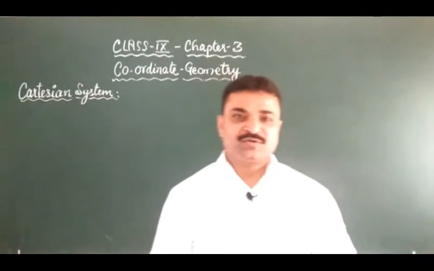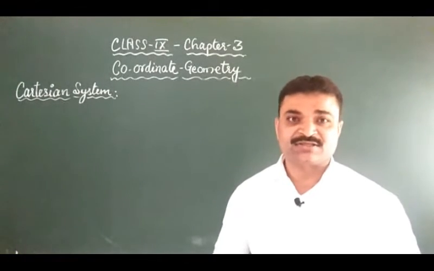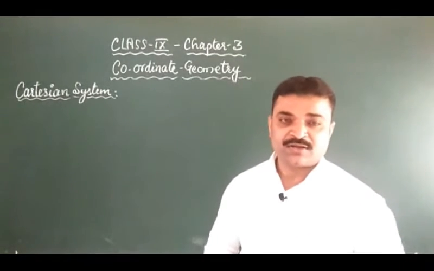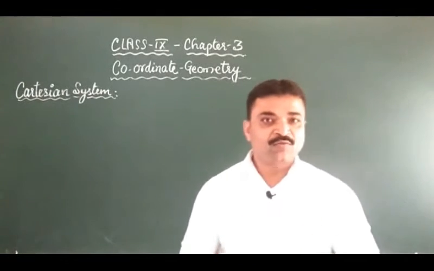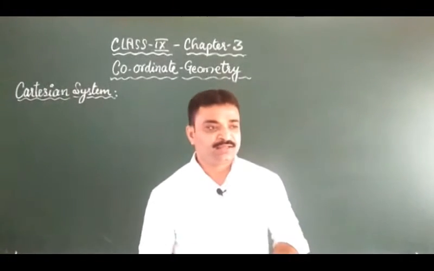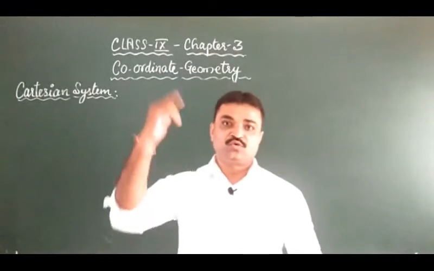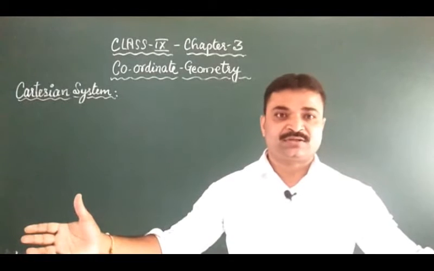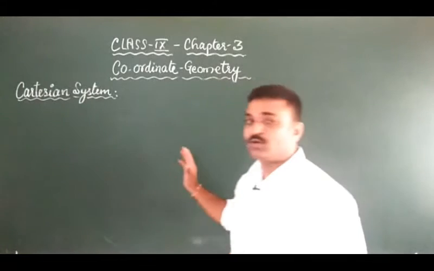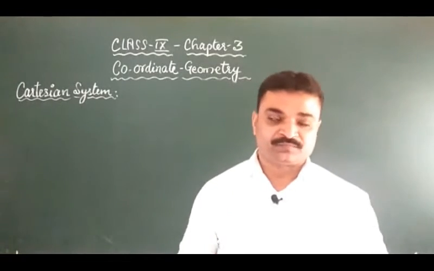Hello students, today we are going to start our new topic of chapter number 3, that is Cartesian system. Students, in this topic we will concern about the plane. Now what is plane? A flat surface is called plane. Like the floor is a plane because it is a flat surface. Roof is a plane. Walls are planes. You have your copy, that is also a plane. I have this board, it is also a plane. So we will discuss about the plane.